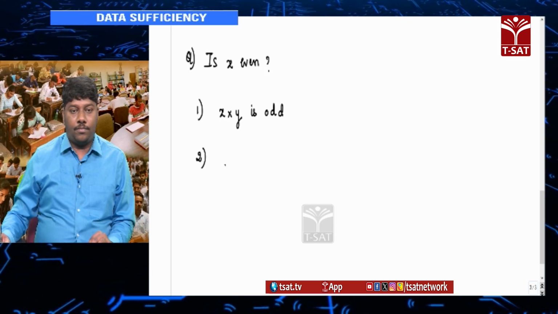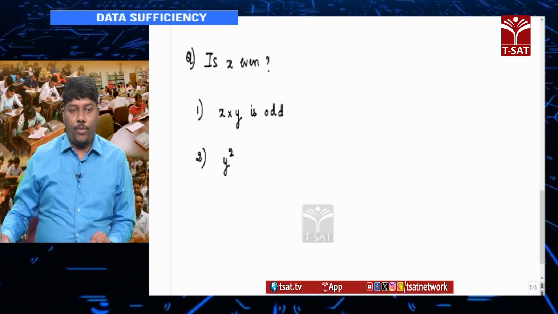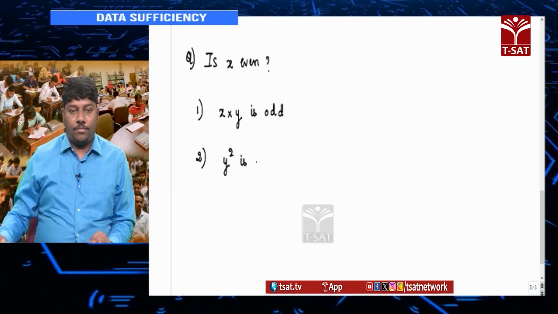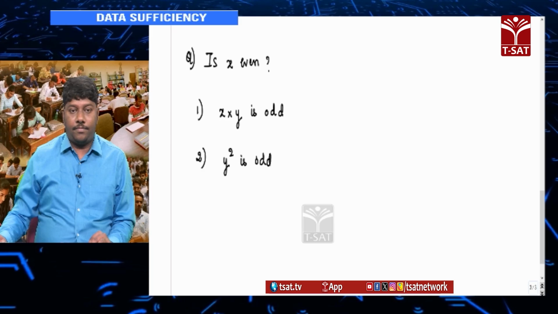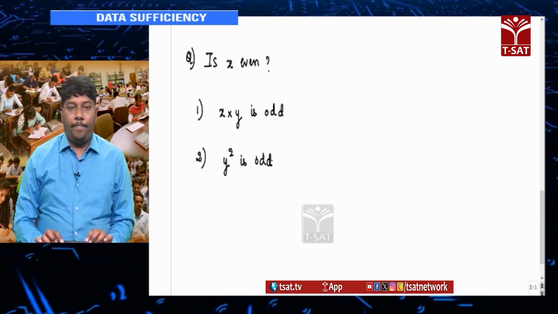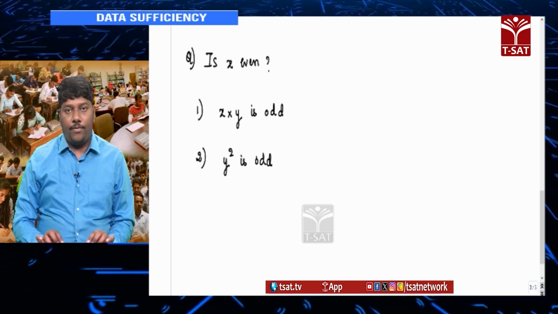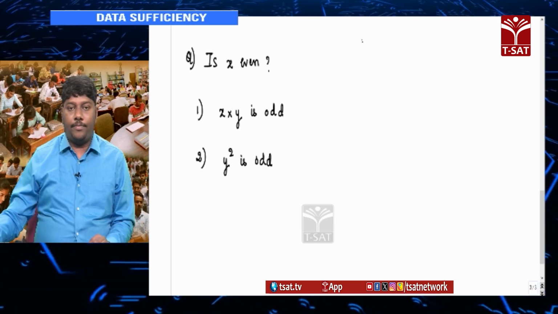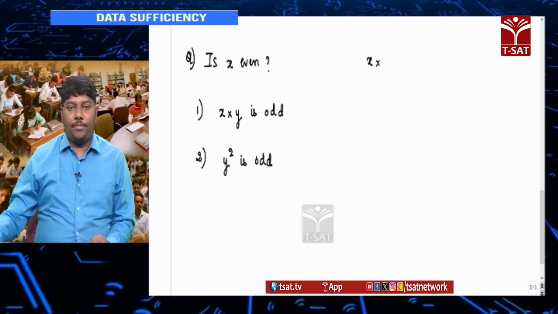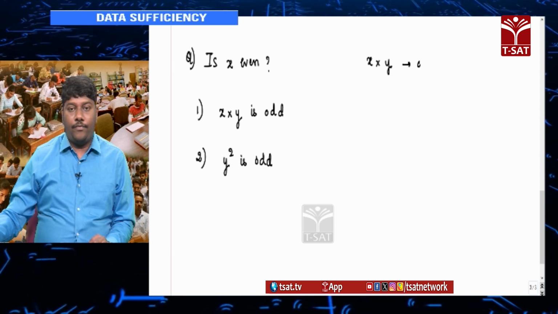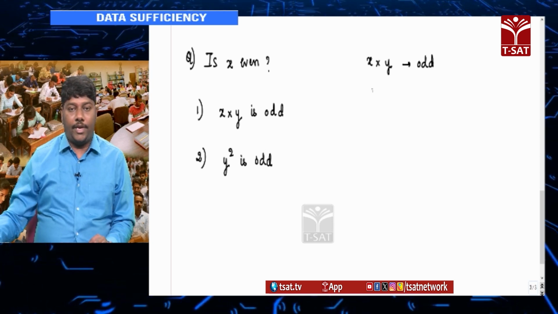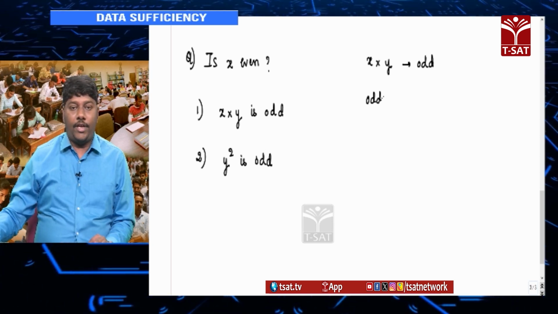Statement 2, y square is odd. Look at here. First statement says x into y is odd. When I say x into y is odd, the product of two numbers is odd when both of them are odd. So, x is also odd, y is also odd.